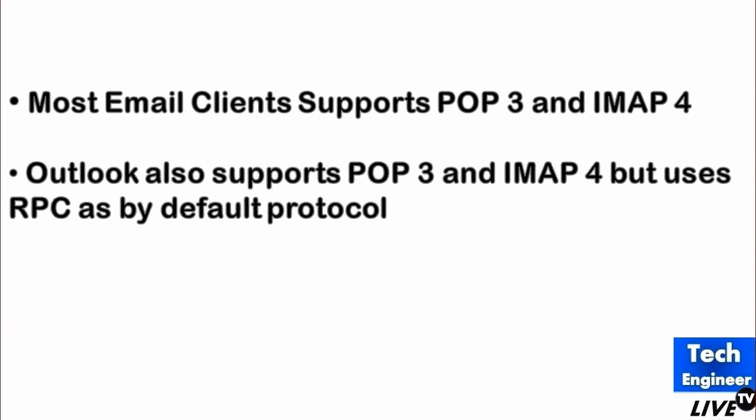Now, Outlook also supports POP3 and IMAP4, but uses RPC as the default protocol. RPC is for Outlook and is the default one. Although POP3 and IMAP4 are used by almost all email clients because they are very universal, every server providing emails will give you access through POP3 and IMAP4.